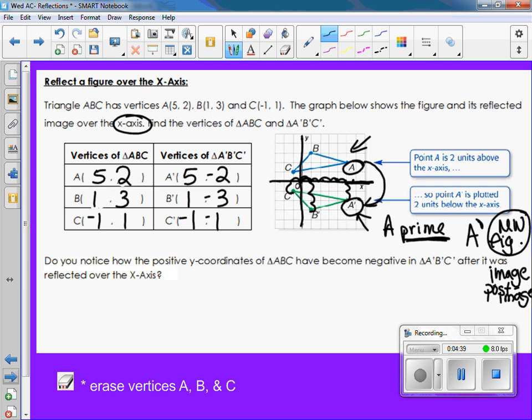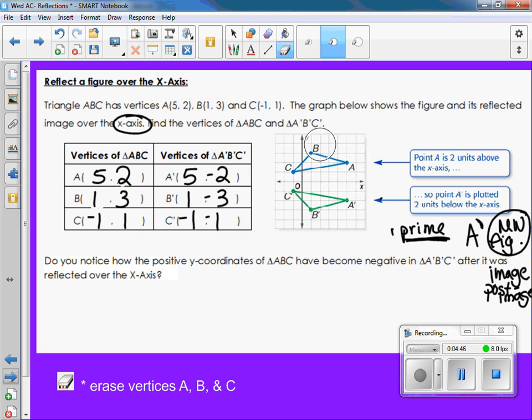I forgot to change one. Negative 1 and negative 1, and that's where my C is. So as you can see, this has actually been flipped over. Here's our line of reflection. See, it's exactly the same distance away on either side. So it has, in fact, been reflected over that line.